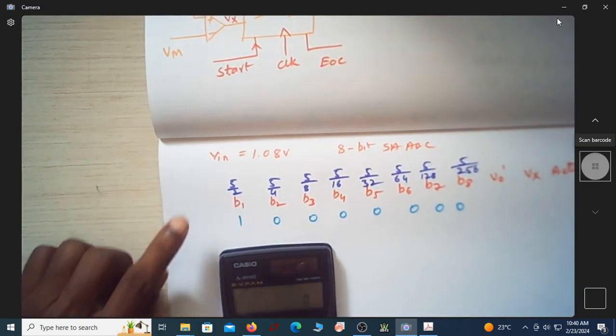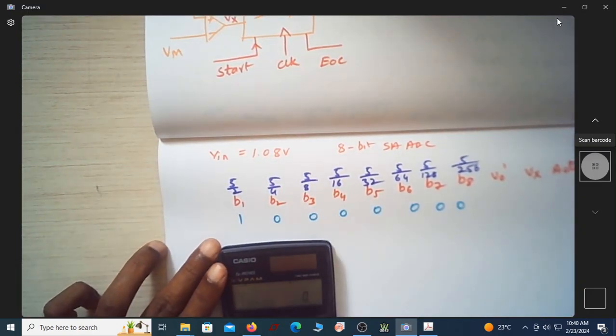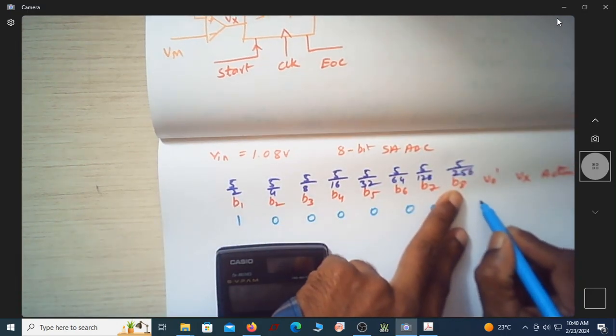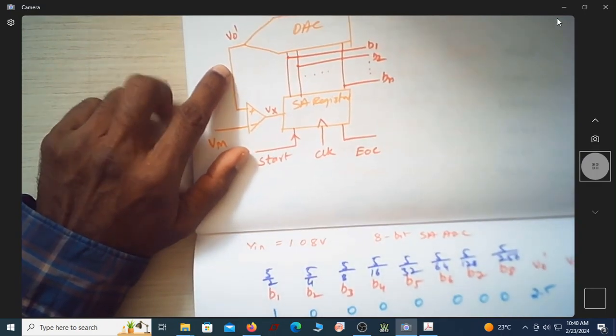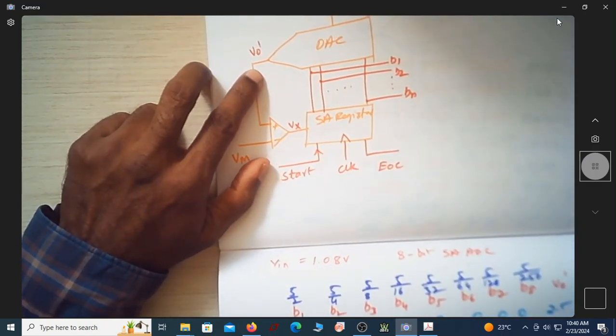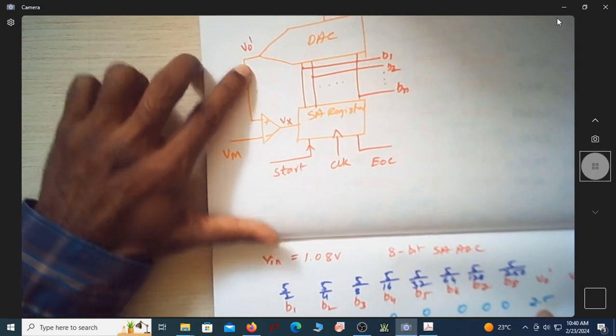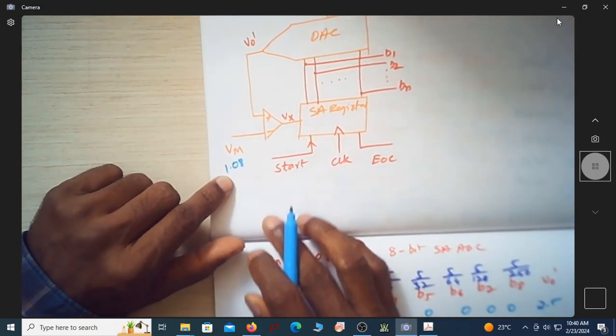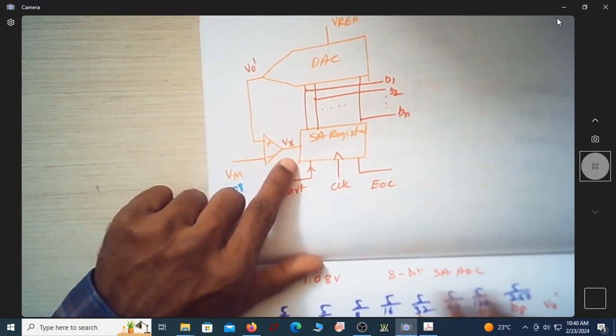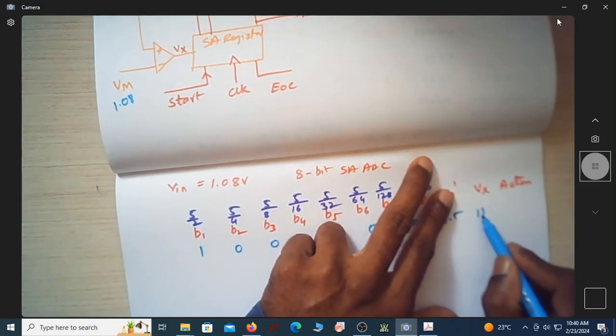Okay, we know that since it is this, this will be 5 by 2. This is 5 by 2. It will be 2.5. This V0 dash is the output voltage, sorry, the output voltage of this DAC. Of course, here I had it as 1.08. Now this is 2.5. So this Vx has become high.